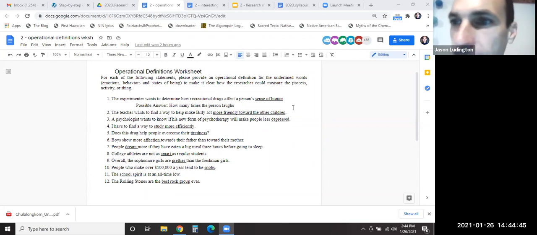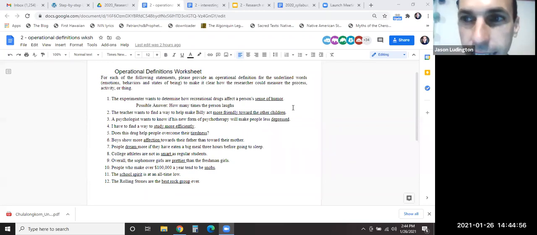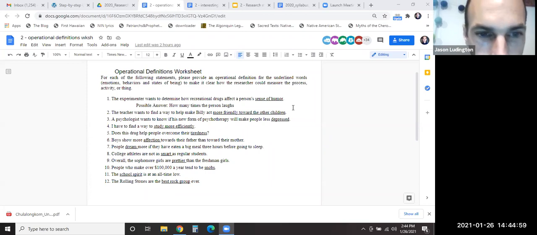Number 6, boys show more affection. How do we measure affection? The amount of time, maybe we can operationalize the amount of times they hug or say something nice to their friends. Excellent. Count the hugs in a day or in a week. Very good.